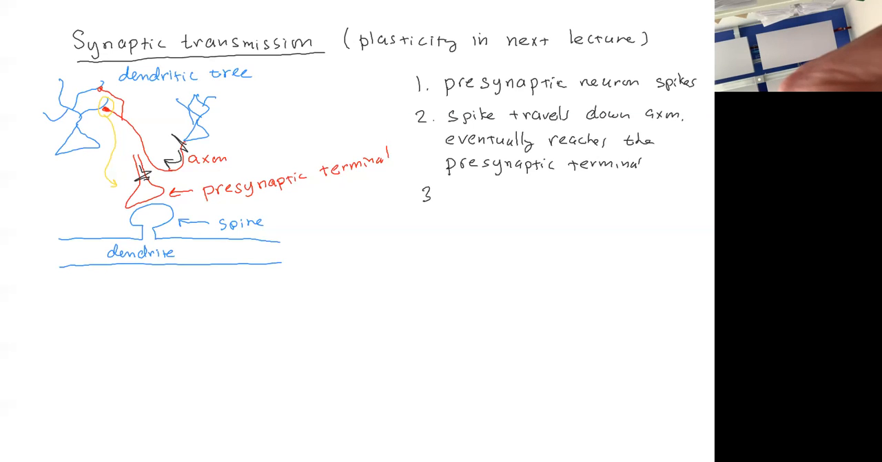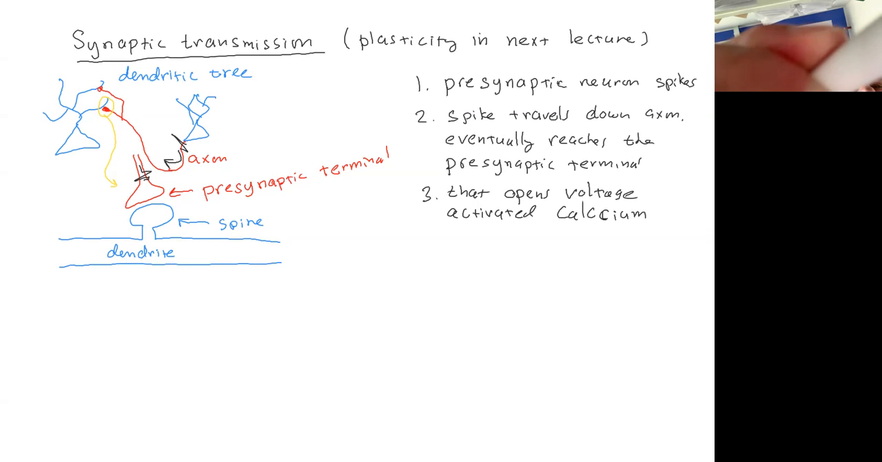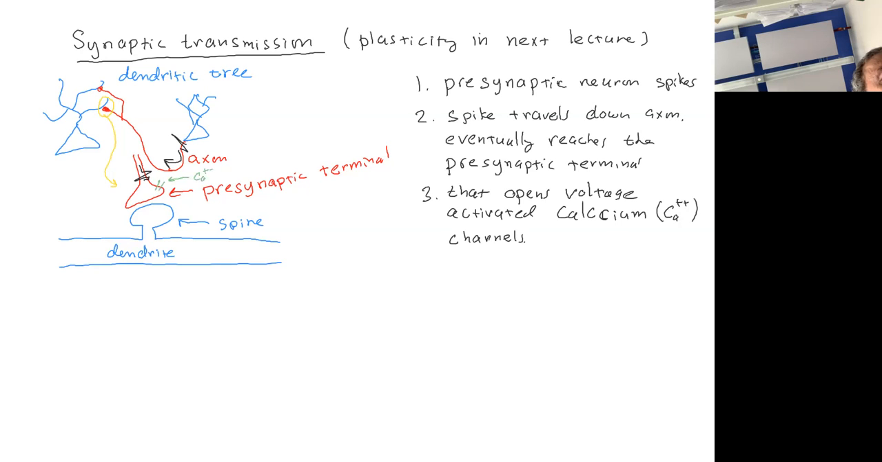And that opens voltage activated calcium, which I'll write Ca++. It's a doubly charged positive ion channels. Okay, so there are calcium channels in here. And they open when the voltage increases. So there's influx of calcium, which causes vesicle release.